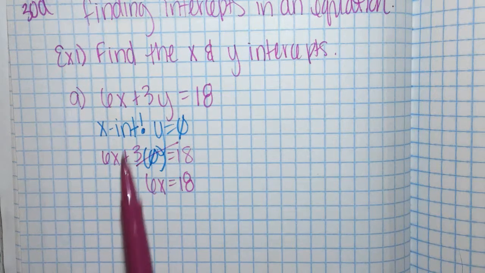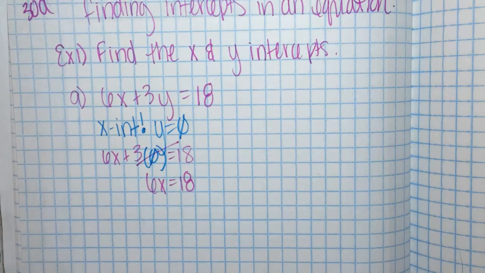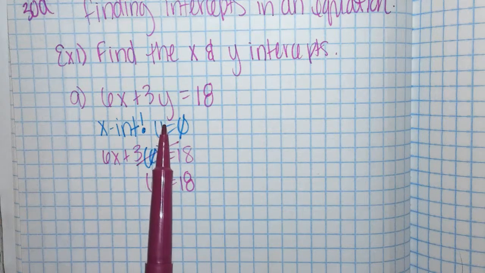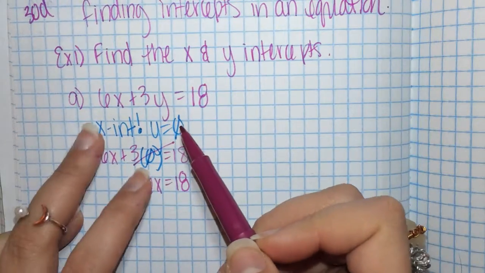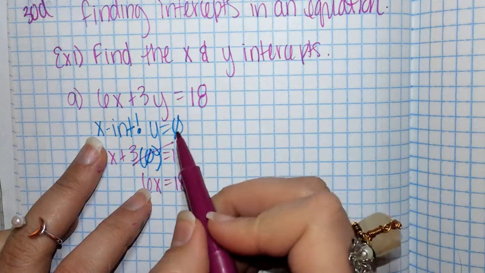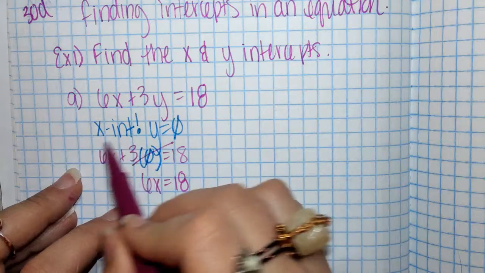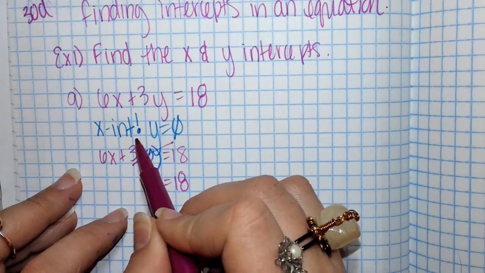Well, what did we do first? We plugged in y. What did we plug in for y? 0. Why did we plug in 0 for y? Because y is always 0 on your x-intercept. So we plugged in 0 for y because that's what we're looking for. Is everybody with me?